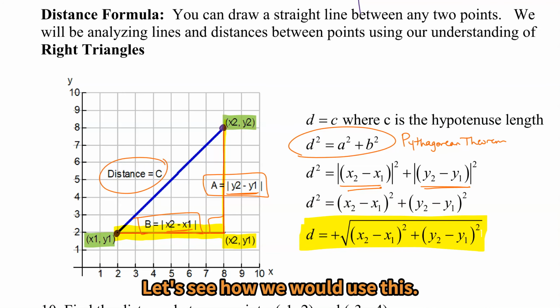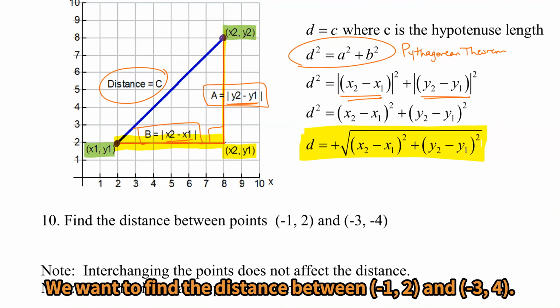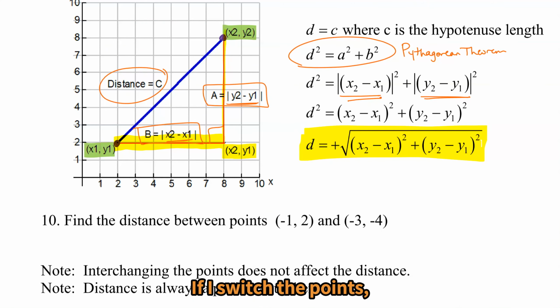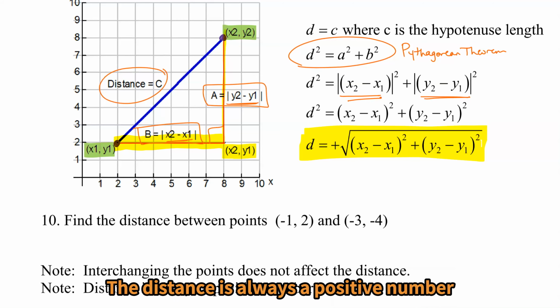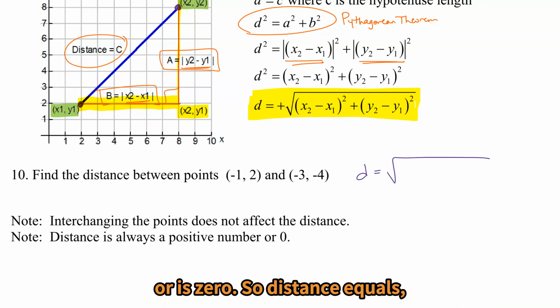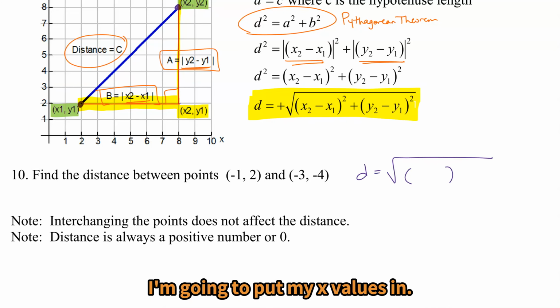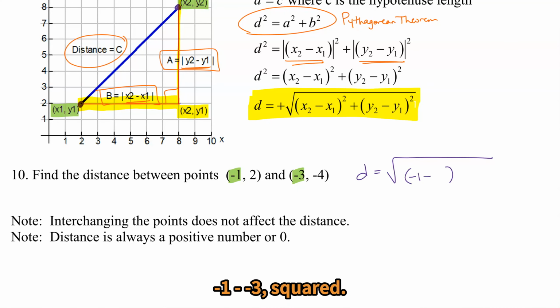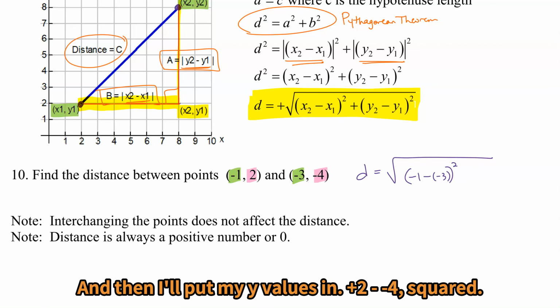Let's see how we would use this. We want to find the distance between (negative 1, 2) and (negative 3, 4). If I switch the points, it won't change the distance. The distance is always a positive number or 0. So distance equals, I'm going to put my x values in, negative 1 minus negative 3, squared. And then I'll put my y values in, plus 2 minus 4, squared. And then we clean it up.